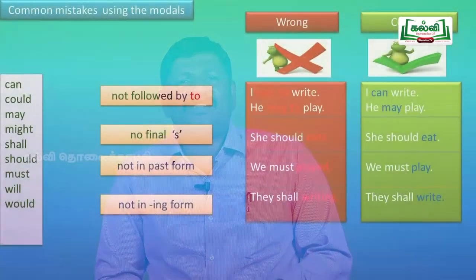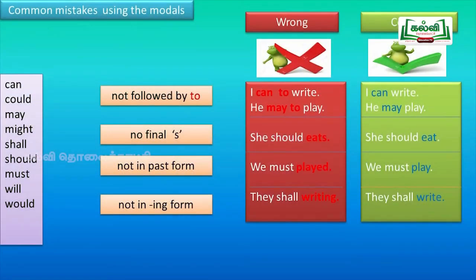Let us learn a few common mistakes while using the modal verbs. So here towards the left you have all the modal auxiliary verbs. Can, could, may, might, shall, should, must. And the other two are will and would. Right. So you have 2 columns. One is the wrong one and another one is the correct formation.